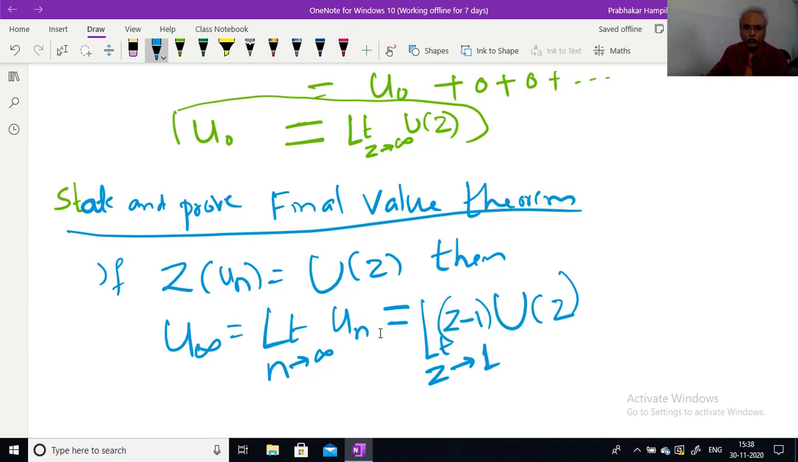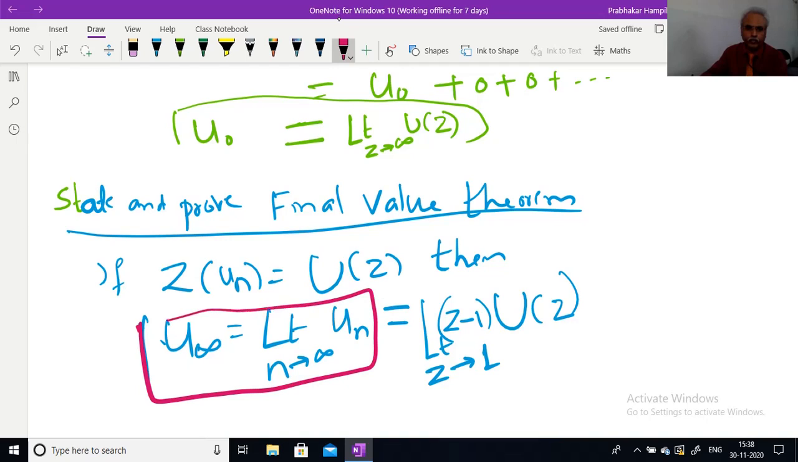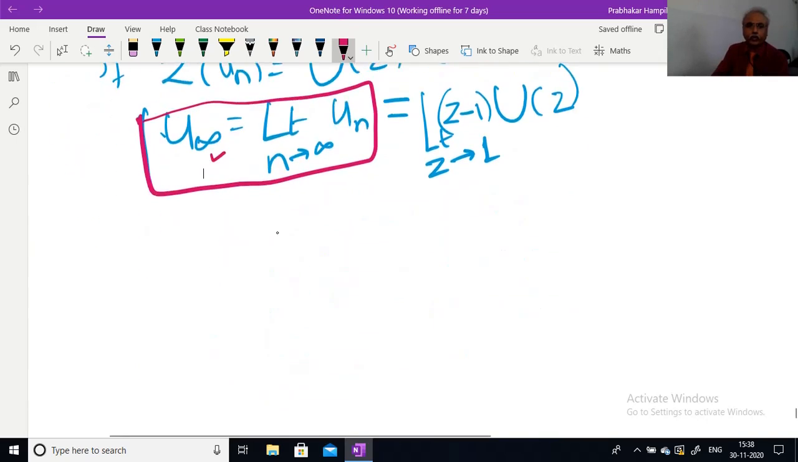So don't get confused here. The left hand side is the notation for u infinity. So u infinity is important here. u infinity is the limit as z tends to 1 of (z minus 1) u(z). Now here the proof is very interesting.